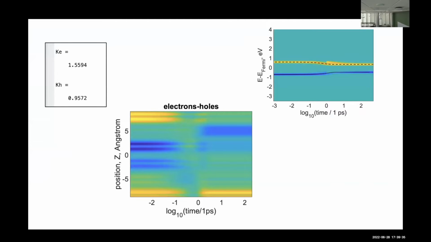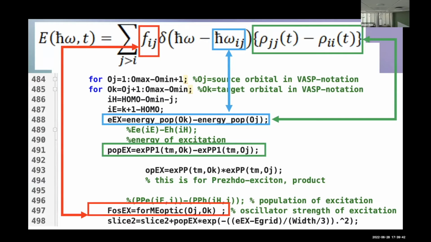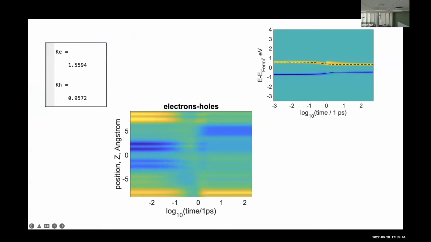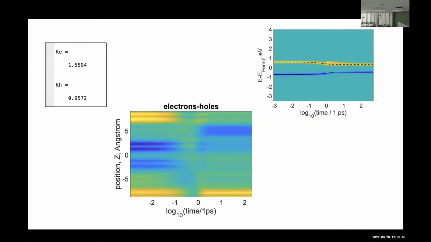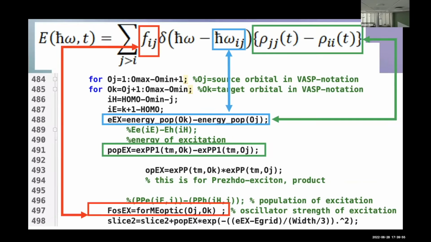Okay. So once the dynamics is done, the data for occupations of the orbitals in the valence band and conduction band need to be merged with oscillator strengths in the right way. So here are a couple of lines of the code that do implement the equation on the top.